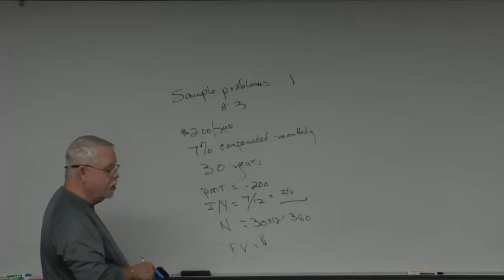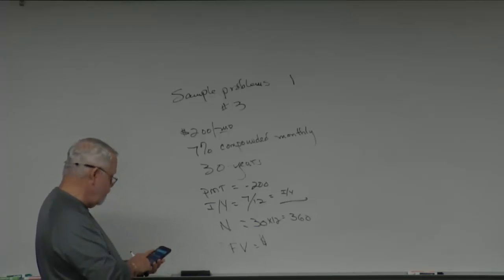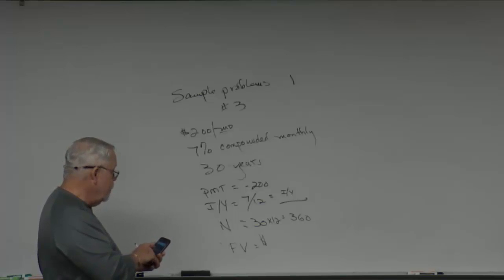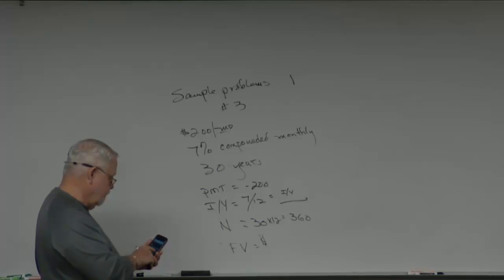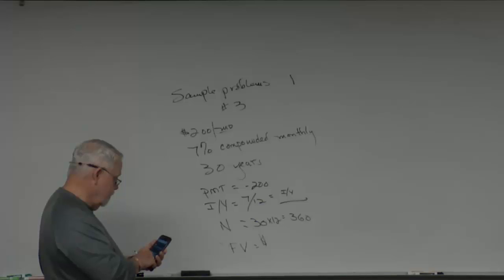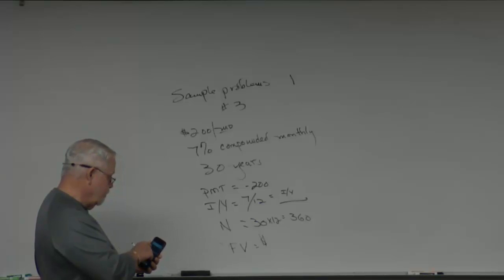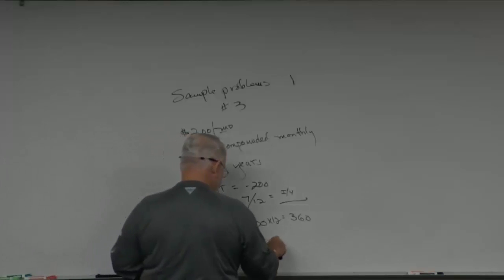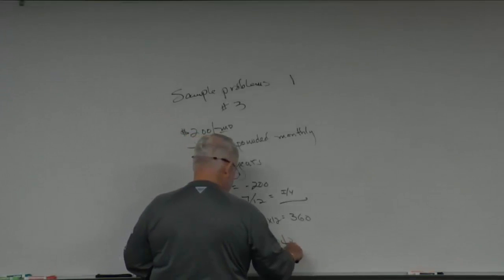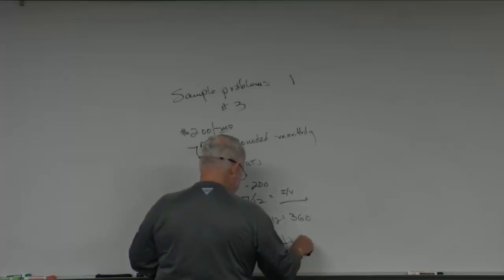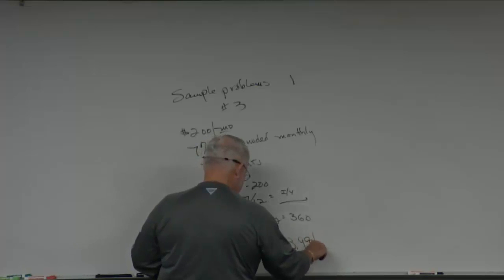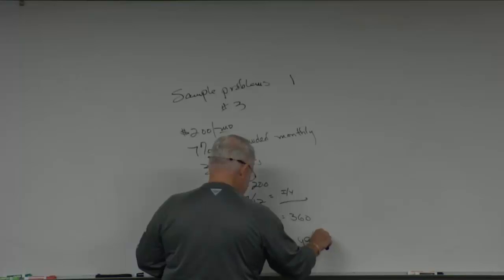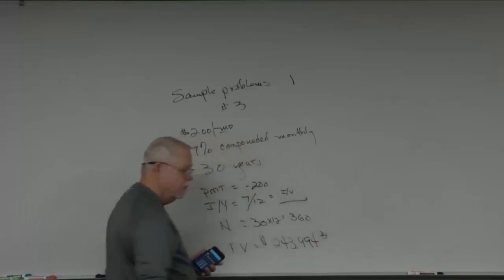And again, we want to clear our calculators before we start any calculations. 200 is my payment. That's my interest rate. That's my term. Compute future value. I got $243,994 and change. About 20 cents on change.